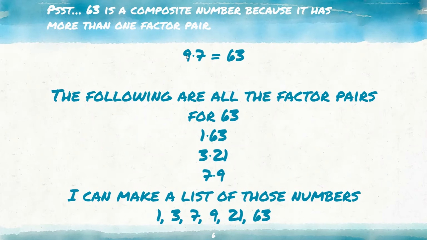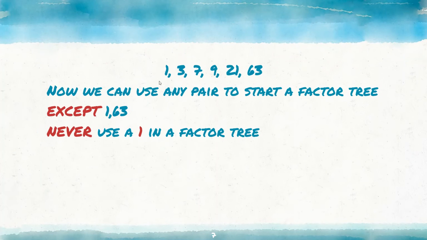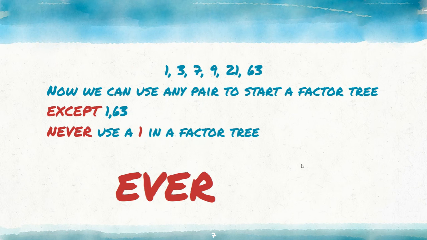Okay, so 63 is a composite number because it has more than one factor pair. 9 times 7 equals 63, but also 1 times 63, 3 times 21, and then that 9 times 7. You can list the factor pairs in order from least to greatest. Okay. Then you can use the factor pairs to start a factor tree, except never use 1 times 63. Never use a 1 in your factor tree. Ever.